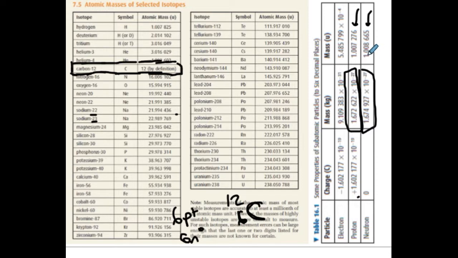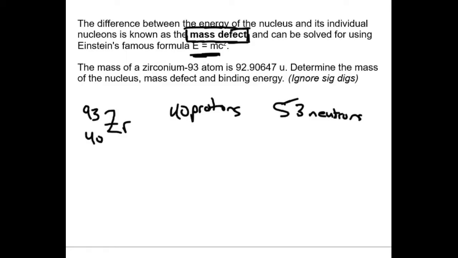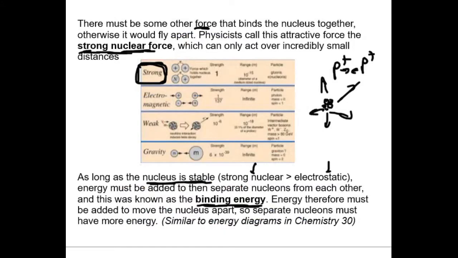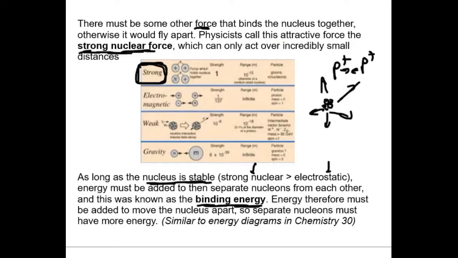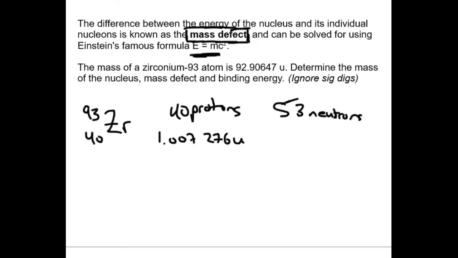Protons are 1.007276 atomic mass units. I'm going to write that right here. That's a proton. And neutrons are 1.008665.